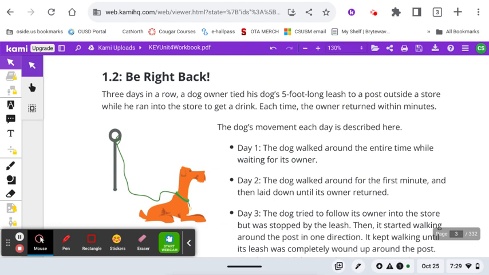All right, there's 2 sections in our lesson today to start talking about functions. Let's look at the 1.2, be right back.